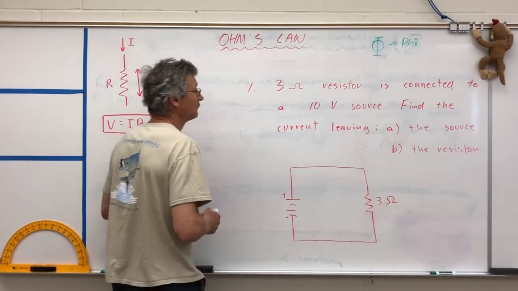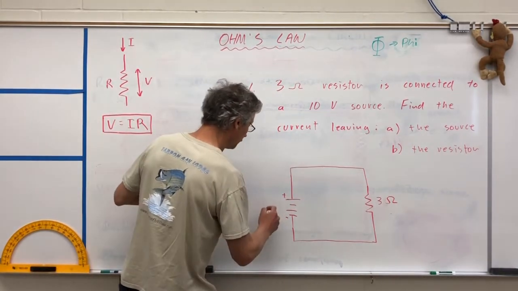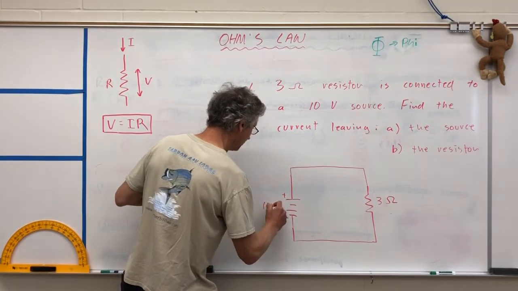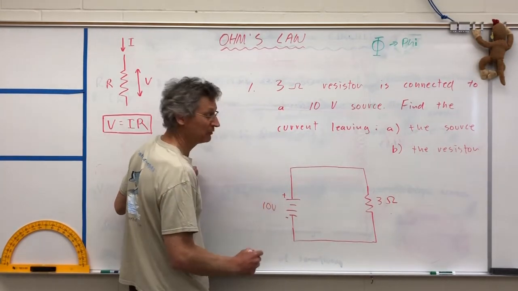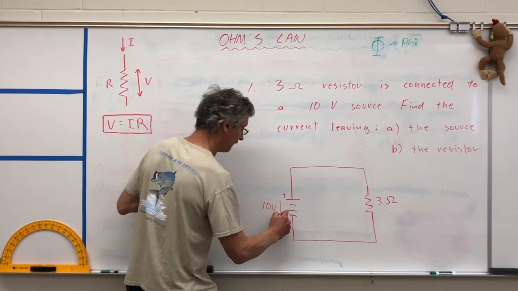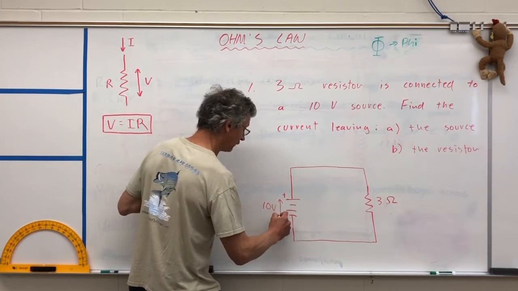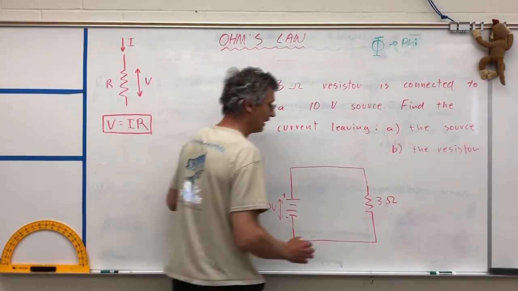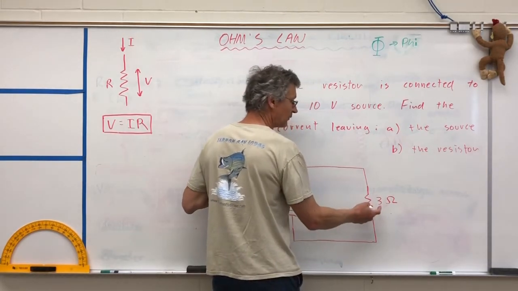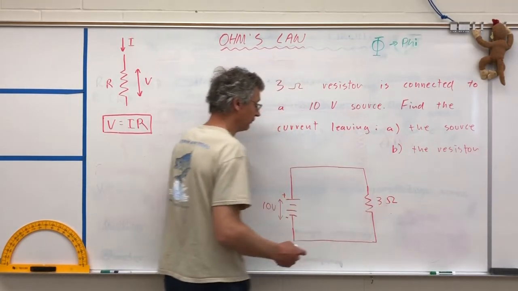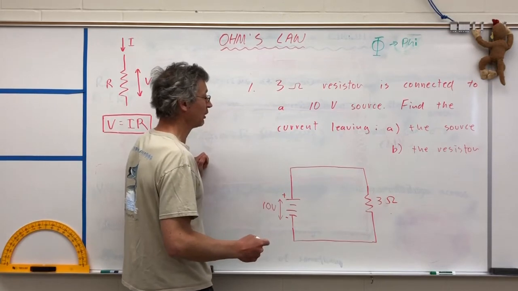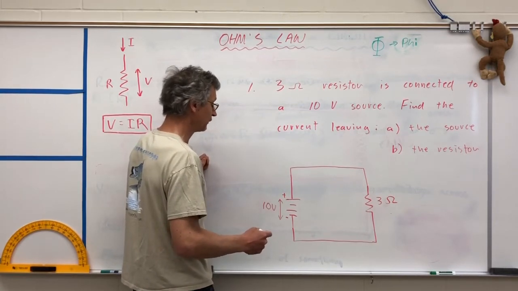So yeah, like it says, we've got a 10 volt source. So here's our 10 volt source. So that means there's a potential increase of 10 volts across that source. And here's our 3 ohm resistor. Okay, and we want to find the current leaving the source.